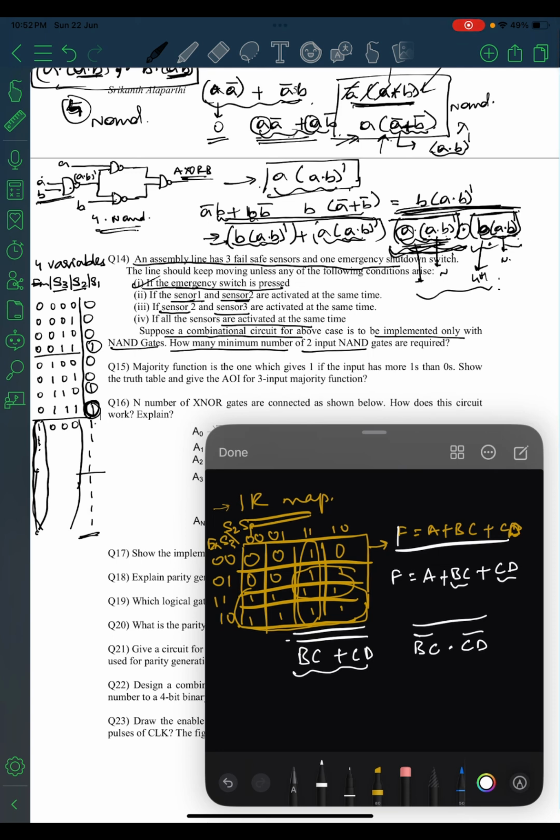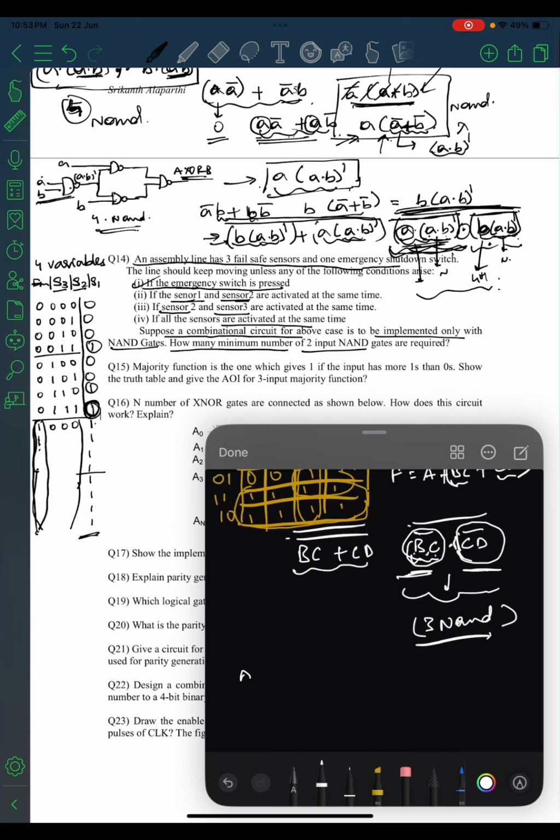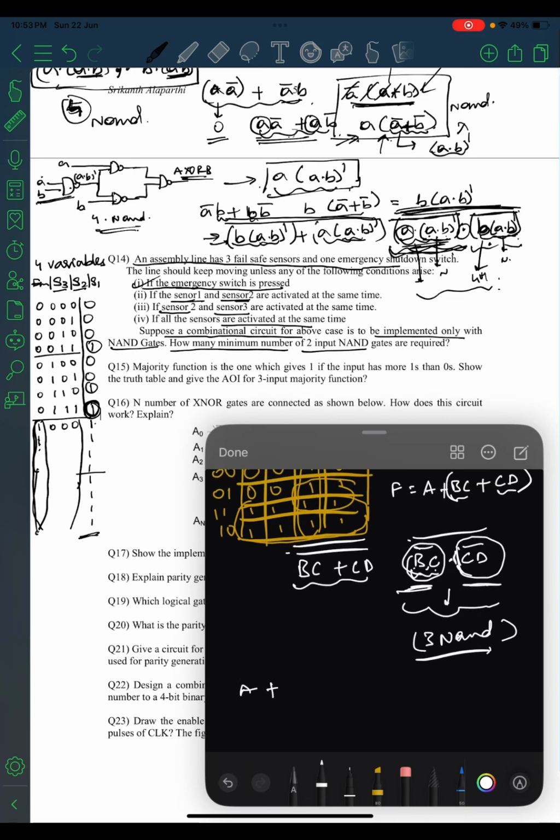Now if you look into this, here this is a NAND gate, right? This is an AND gate and this is an AND gate, and this is the first input, this is the second input, there is an AND between and there is a bar over upper. So here it represents as 3 NAND gates and this is compulsory, that is for sure. Now this entire thing can be represented as A plus BC bar dot CD bar whole bar.